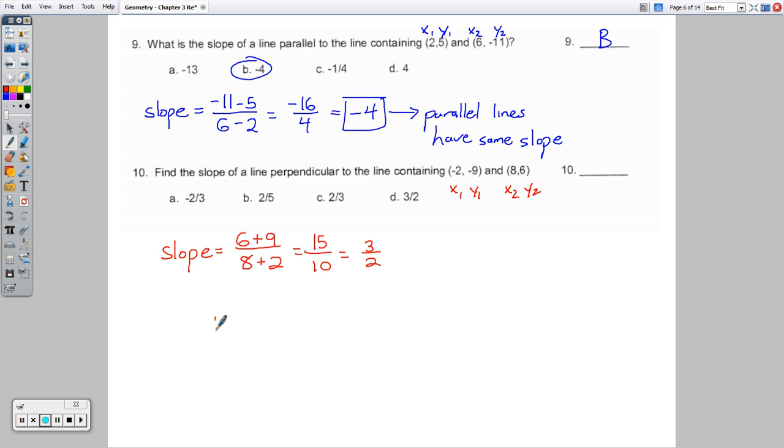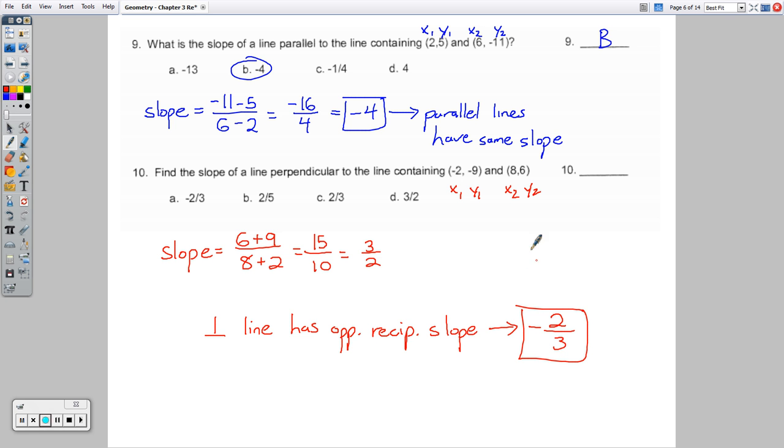And then a perpendicular line has an opposite reciprocal slope. So that means the slope is going to be, we take this, we flip it, and we negate it. Since it's positive, it becomes negative. So the slope of the perpendicular line would have to be negative 2/3. That is choice A.